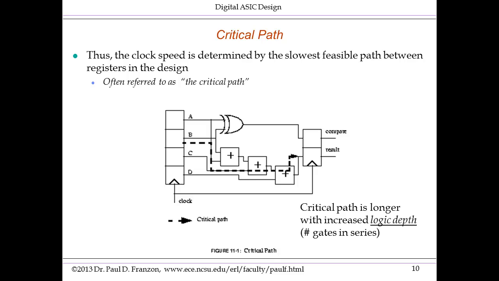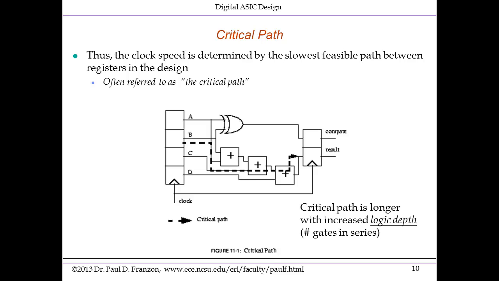However, there's one path that is the slowest path. And it's this slowest path that actually determines the clock speed. And it's often referred to as the critical path. So in the example down here, I have multiple paths through this design. One of them goes through one XOR gate, or two of them precisely. However, another one goes through 3 adders in series. Which path is slower? Obviously the one that goes through 3 adders in series. That's a lot more than one logic gate.